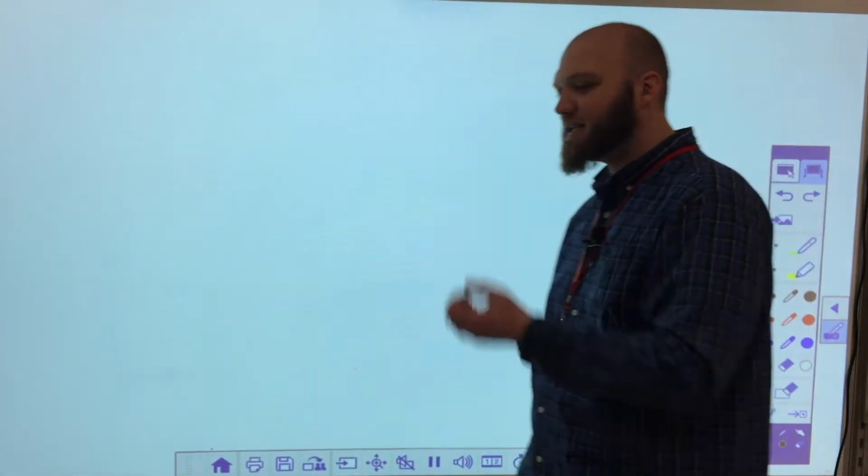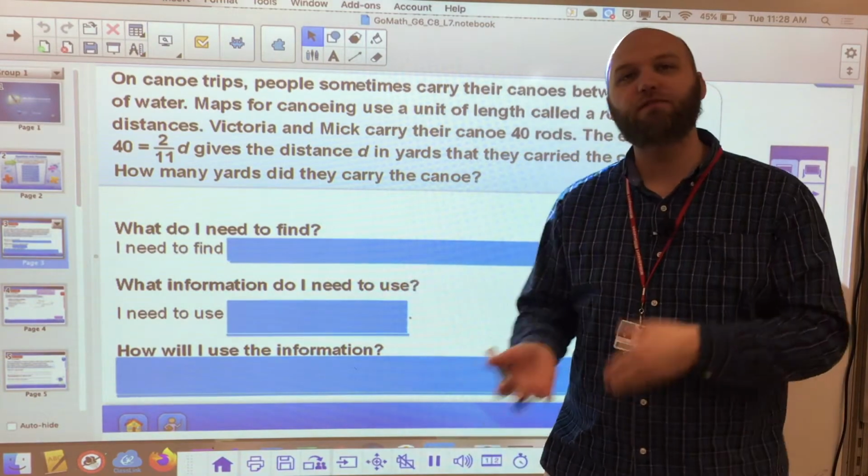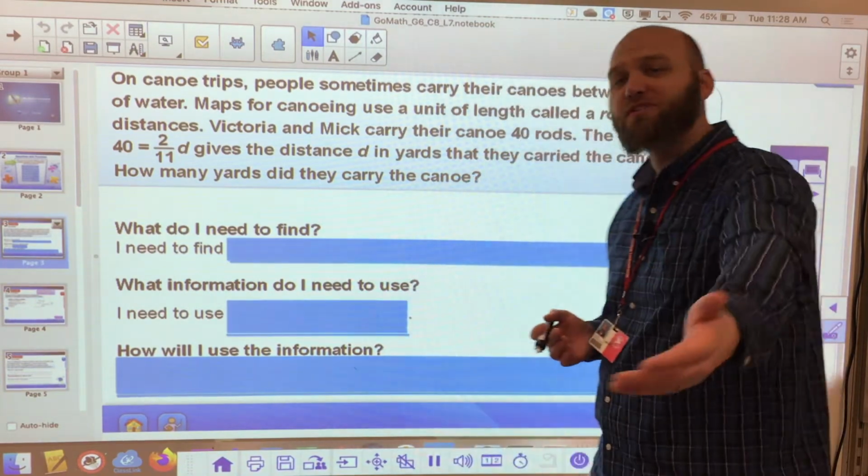So what happens if I take that concept and put it into a word form that might have some fractions? No big deal, because I already know I can multiply and divide, add and subtract with fractions. I'm just going to do it the same way.